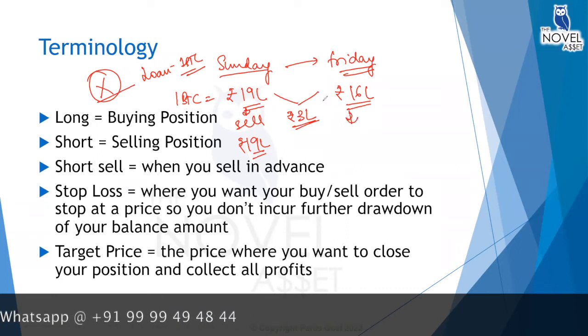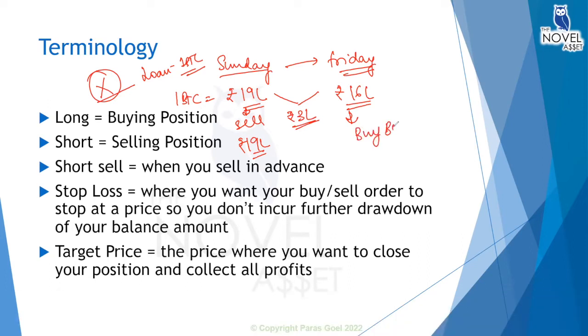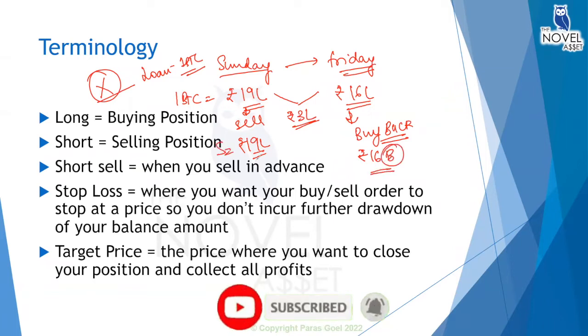Then on Friday, the price actually reached 16 lakh rupees. So on Friday, I'll buy back 1 BTC from the market at 16 lakh rupees. So my buying price is 16 lakh rupees. My selling price is 19 lakh rupees. Did I make any profit? Yes. When I'm buying back this BTC, I just have to pay 16 lakh rupees to the seller.